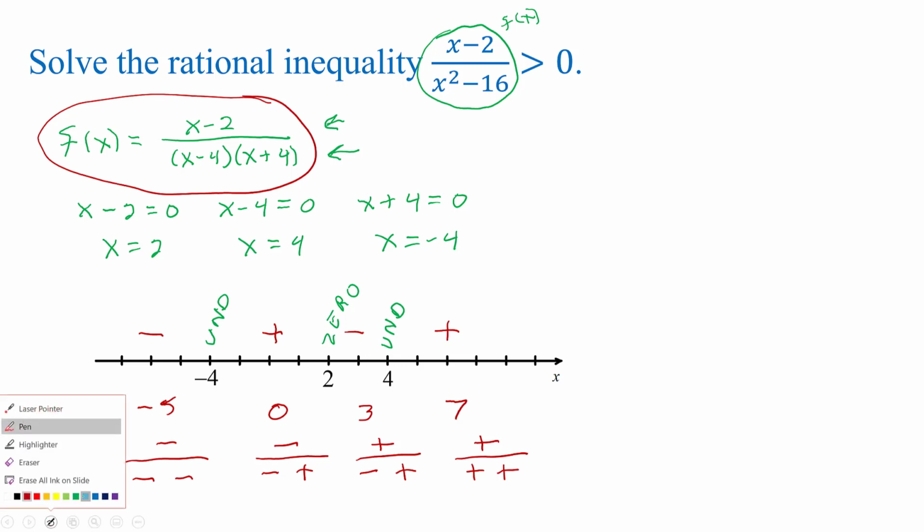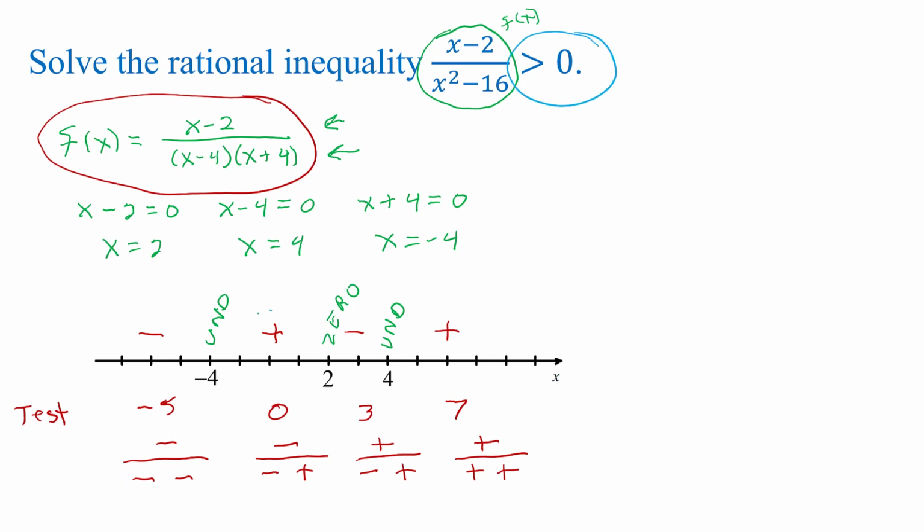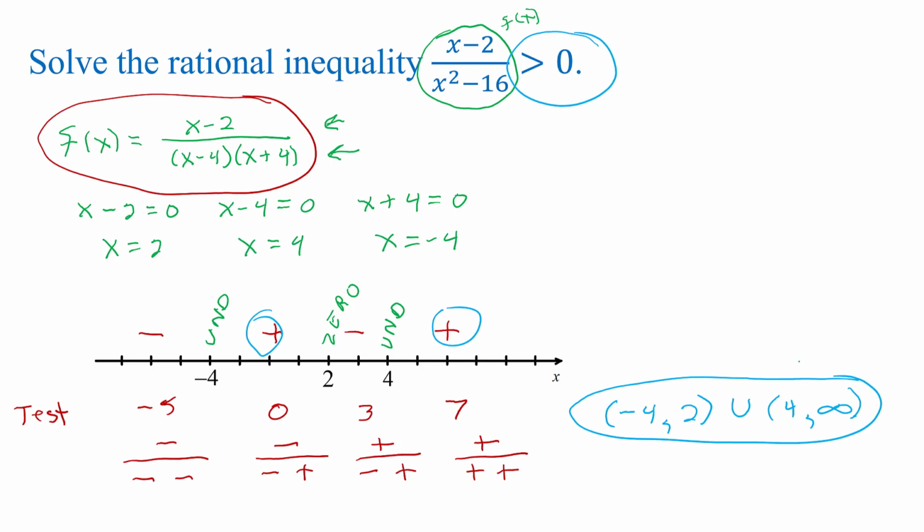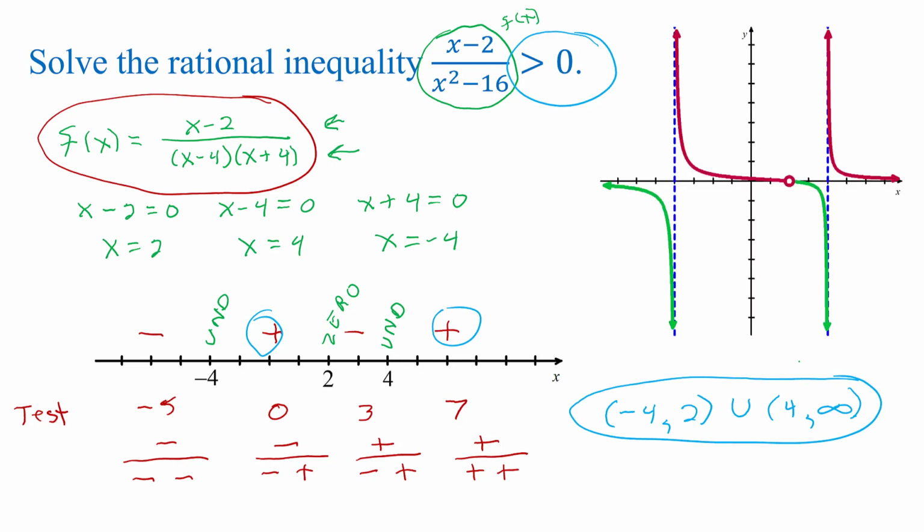Now, what are we looking for? We're looking for where our function is greater than 0, meaning positive. So if we circle those two plus signs on the sign chart here, we can see the solution would be -4 to 2, not including -4 or 2, union 4 to infinity, again not including 4 there. And if you look at the solution we got when we solved this inequality graphically, again we agree with what we got previously solving this very same problem.